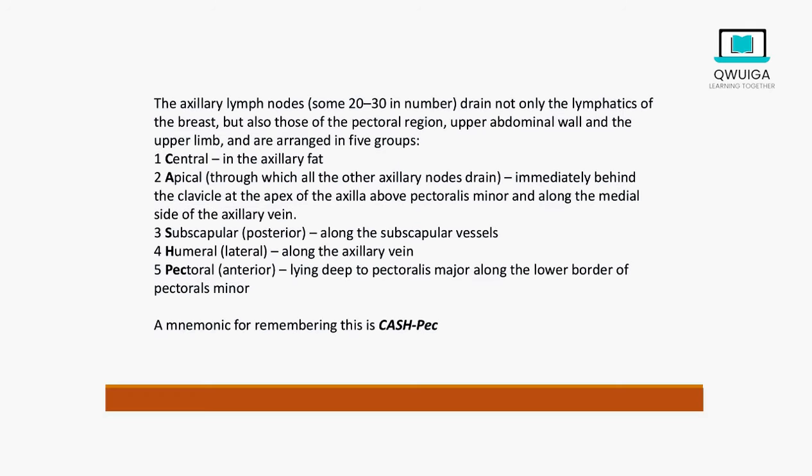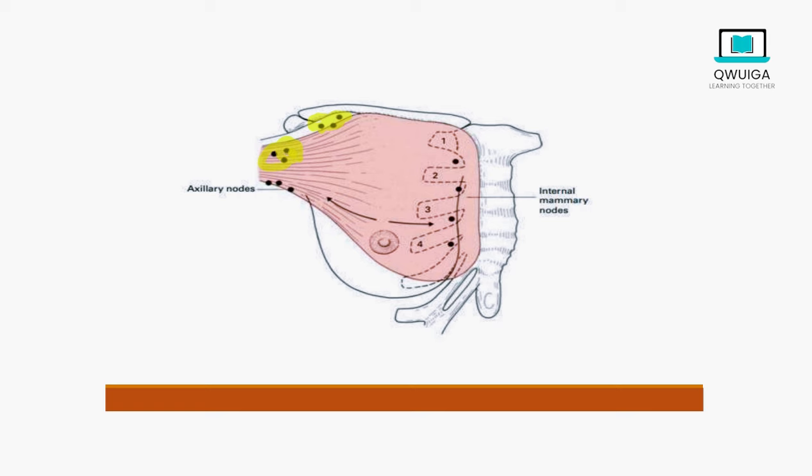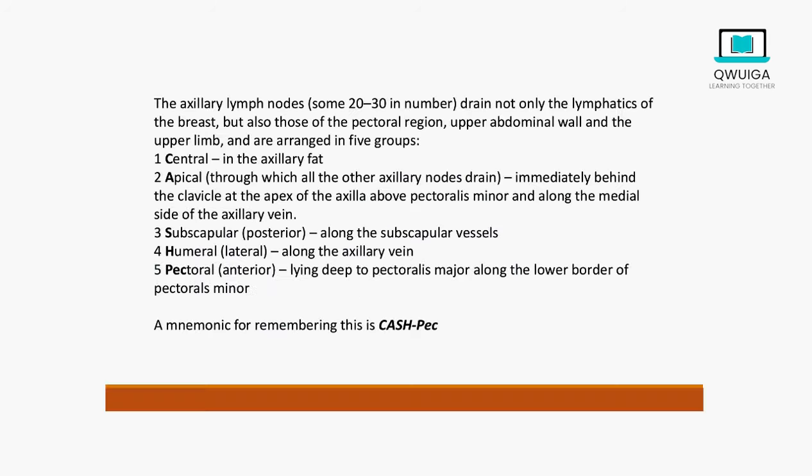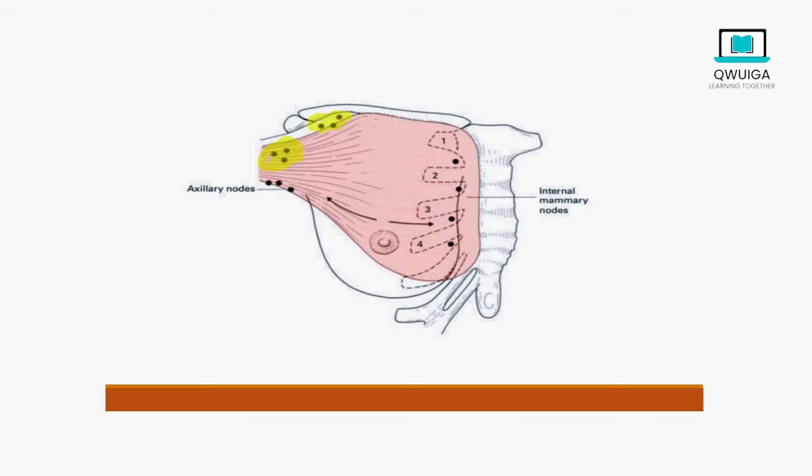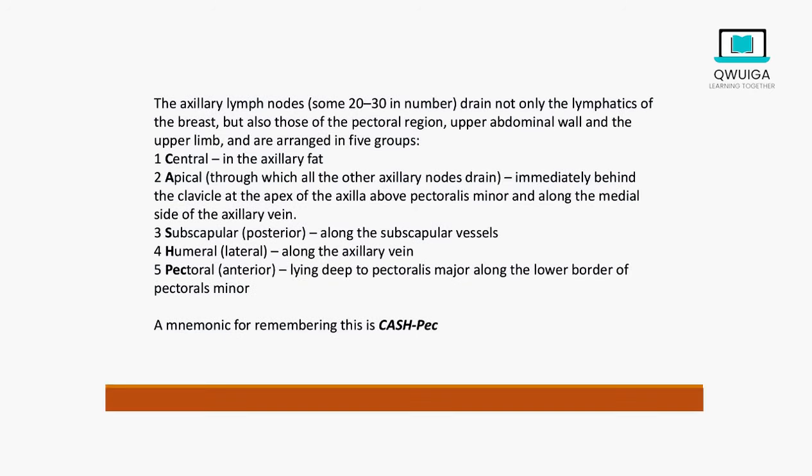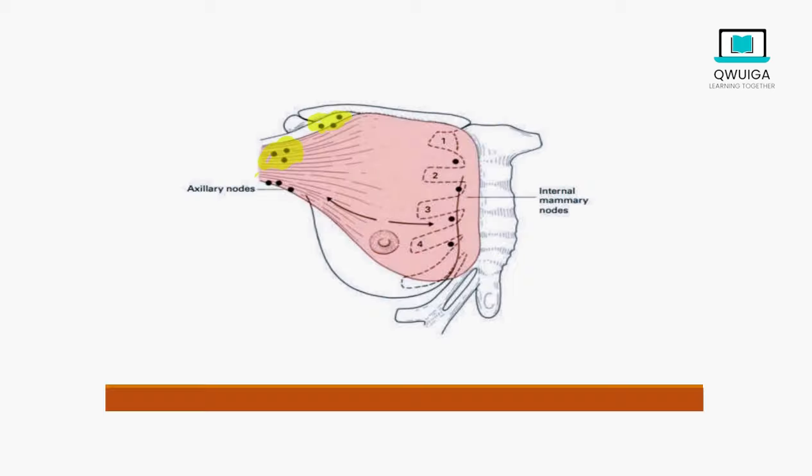Then also we have the central group, which is located in axillary fat. Then the subscapular group along the subscapular vessels, which is this area. Then we have the subscapular or posterior group. This is along the back, the back of the rib cage towards the subscapularis.